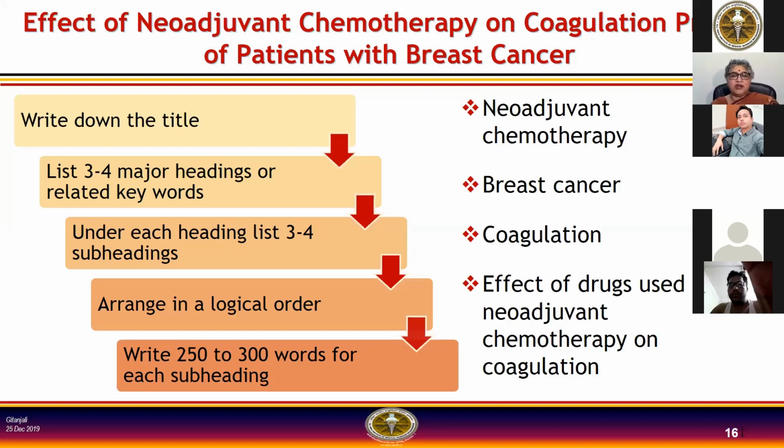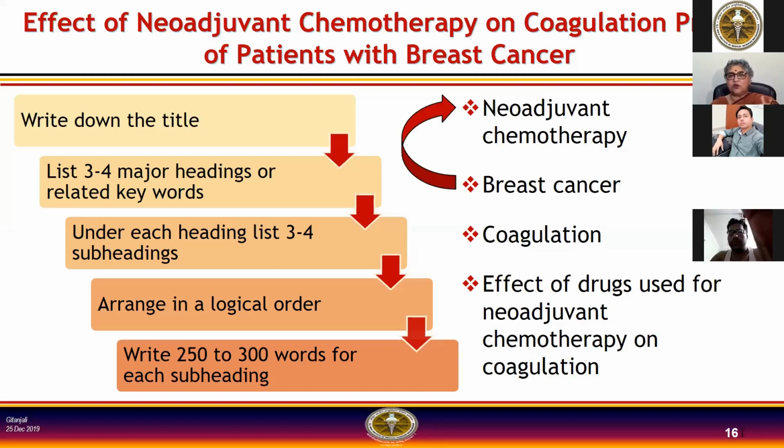Now I said you need to arrange them in a logical order, isn't it? So obviously you will not want to start with neoadjuvant chemotherapy. You will want to start with breast cancer. So you will start your review of literature with breast cancer, then talk about neoadjuvant chemotherapy, then perhaps coagulation, and then how the drugs which are used for that affect coagulation, or it could be the other way also.